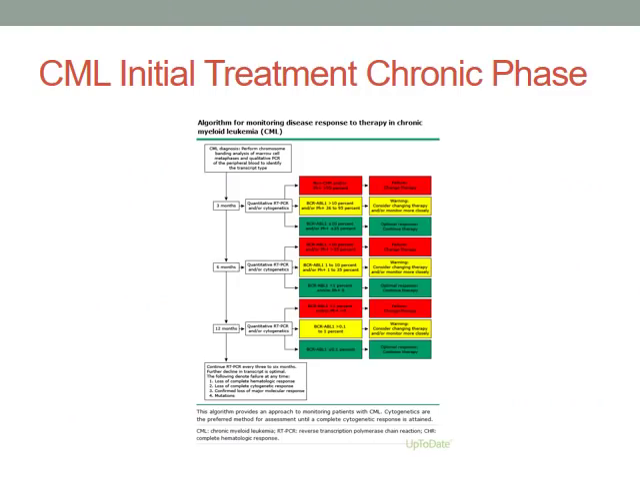This slide is an example of an algorithm used to determine the treatment in CML in the initial phase. I do not want you to memorize this slide. This is just here for your information and to show you how some of the reasoning is done for making a treatment plan for patients.